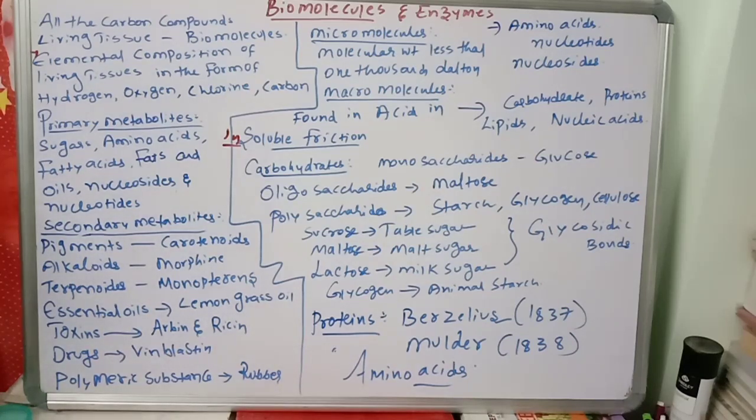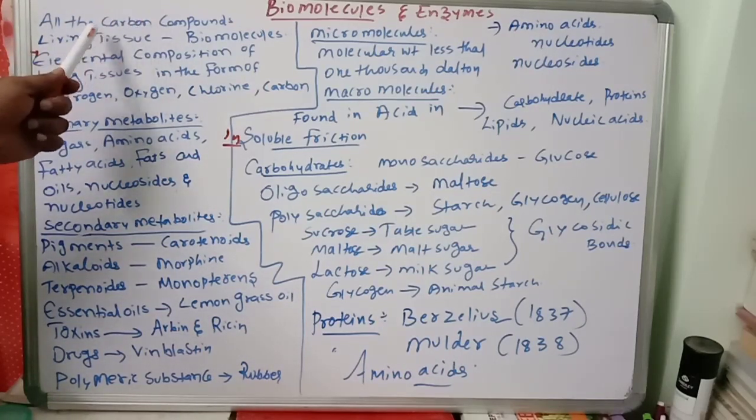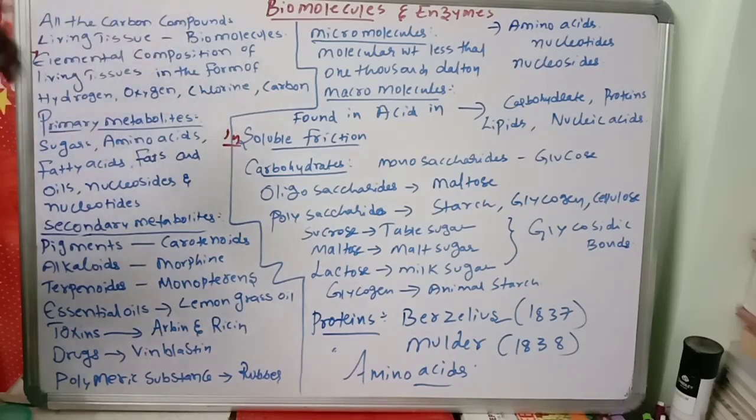Coming to carbohydrates, first we will discuss one by one: carbohydrates, proteins, and lipids. One by one, we will discuss. Okay, children, first we have to think once again. All the carbon compounds which are present in the living tissues are called biomolecules.